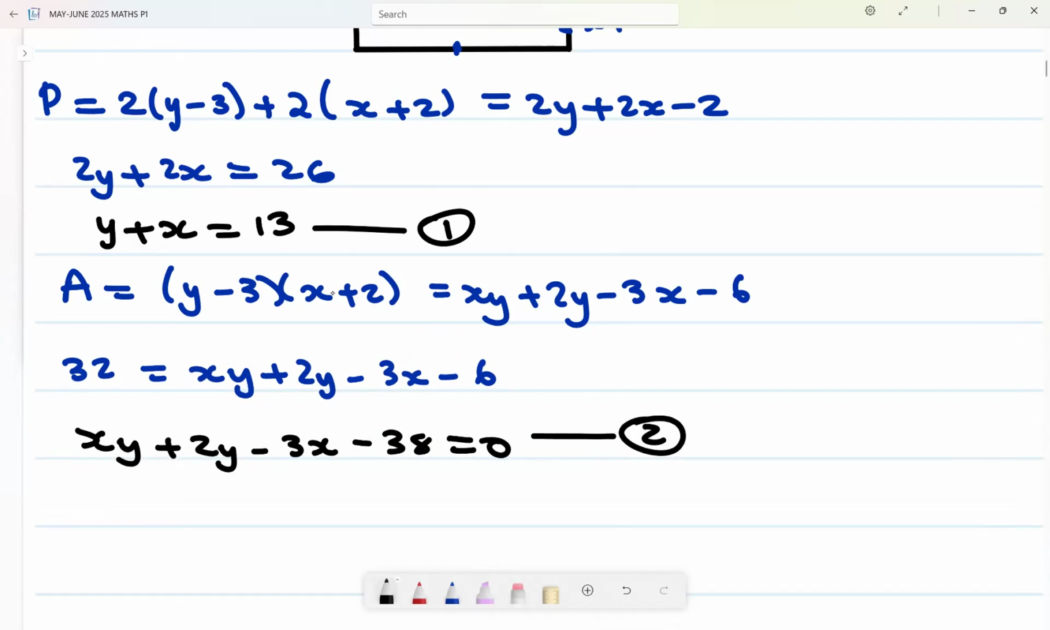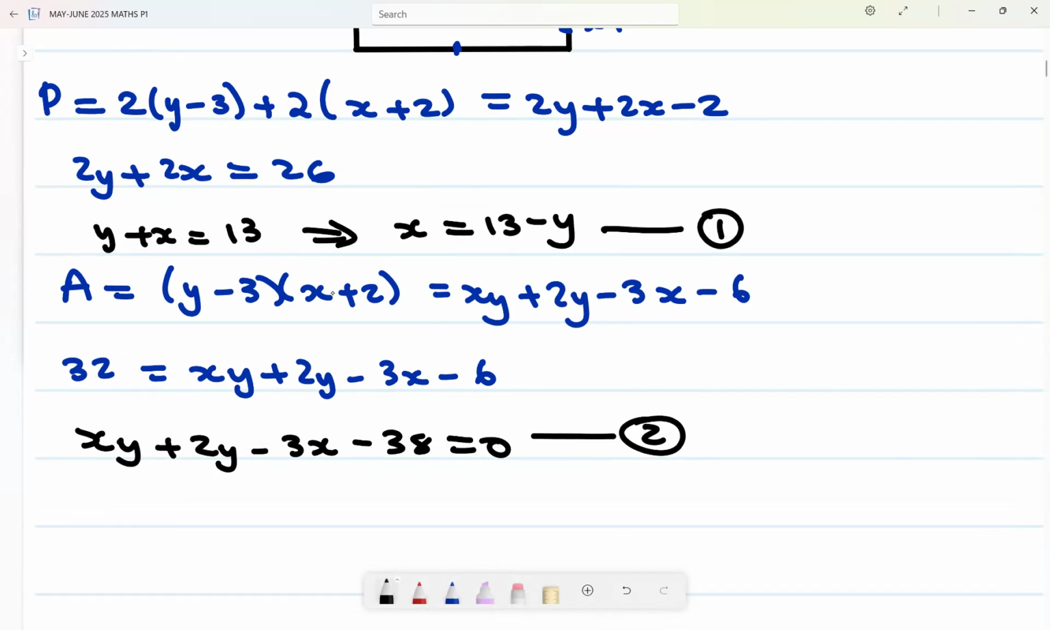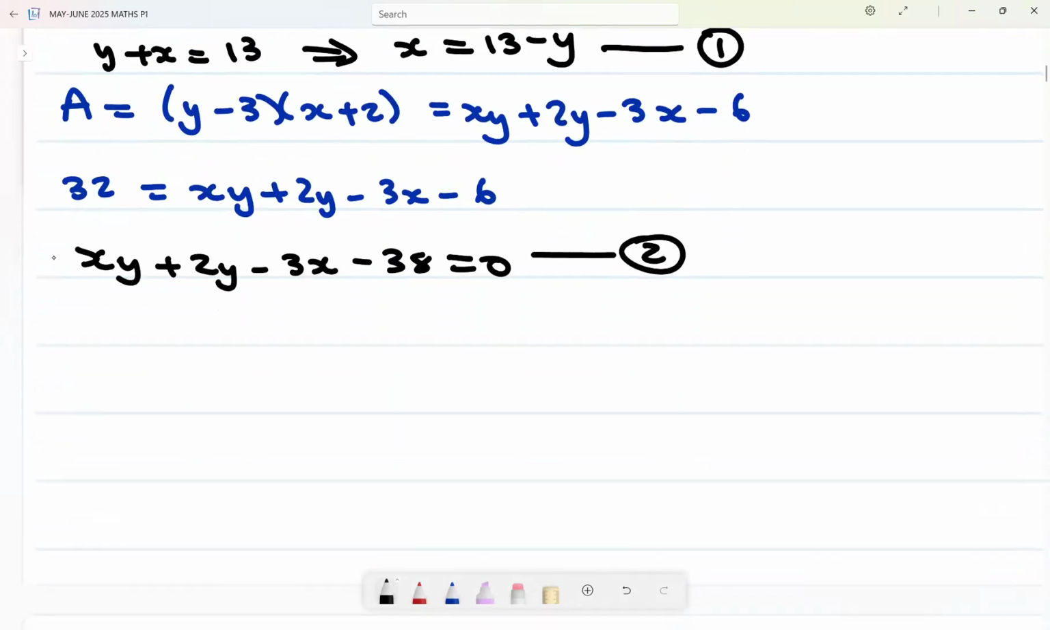Okay, or here, guys, I can just make x the subject of the formula. Remember I said y plus x is equal to 13. Therefore, x is equal to 13 minus y. Let this become equation 1. And then what do I tell the examiner? That I substitute equation 1 into equation 2. The examiner is aware of what I'm going to do. So where I see x, I put 13 minus y.